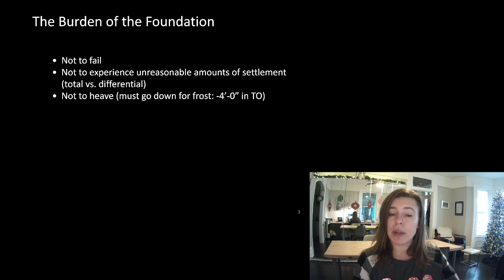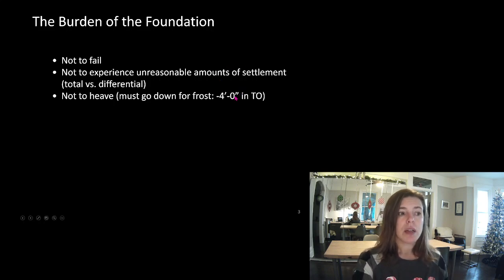For example, in Florida, they don't really experience frost. So this value is zero. And because we have to go down 4 feet for frost, we're already digging a 4 foot hole in the ground. Often we say, might as well go down a few more feet and get a basement out of it.